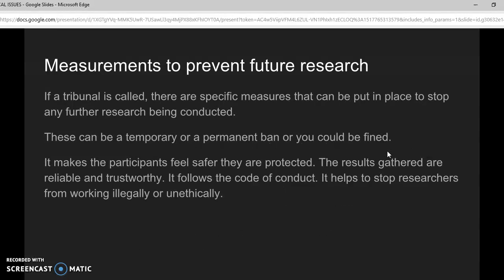Measures to prevent future research. If a tribunal is called, there are specific measures that can be put in place to stop any future research being conducted. These can be a temporary or permanent ban, or you could be fined. It makes the participants feel safer as they are protected. The results gathered are reliable and trustworthy. It follows the code of conduct. It helps to stop researchers from working illegally or unethically.